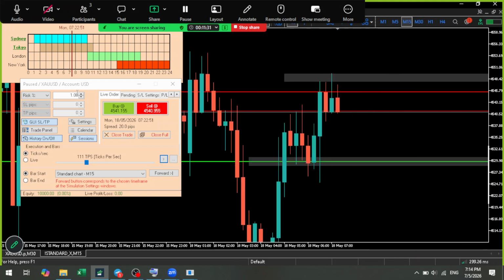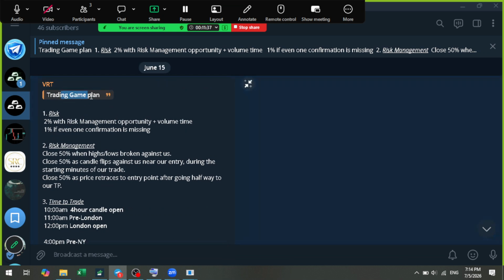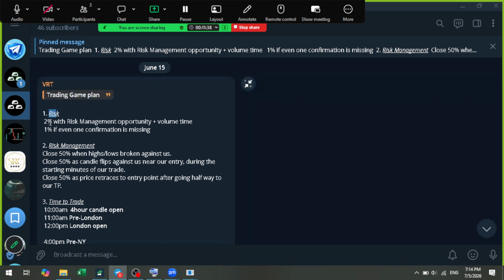So our daily max risk is 2%, as mentioned in the trading game plan. If we can manage risk, we will use 2%. If we don't have any confirmation, if volume time is not there, or if the risk management opportunity is not there, then we will use 1% risk.